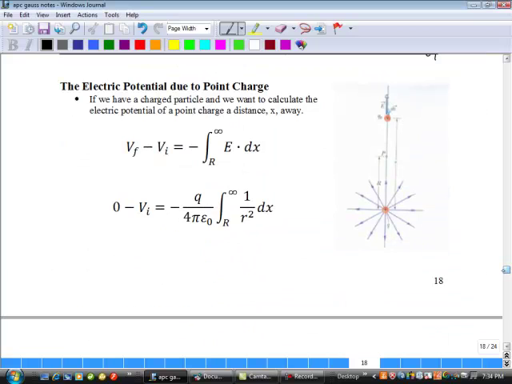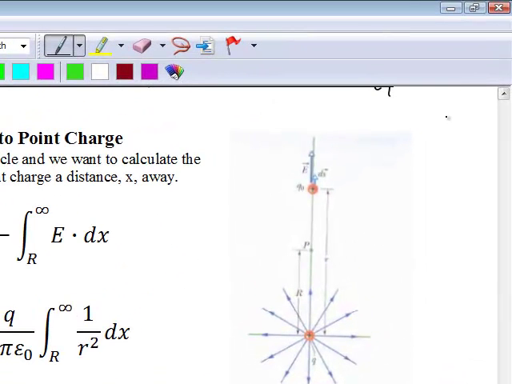Okay, what we're going to do here is show the calculus derivation of our formula that we learned for potential, which is kQ over r. What we are seeing is we're going to have some positively charged particle that's at infinity, and we're going to move it here to point P. And we want to calculate that electric potential as we move it from infinity to point P.